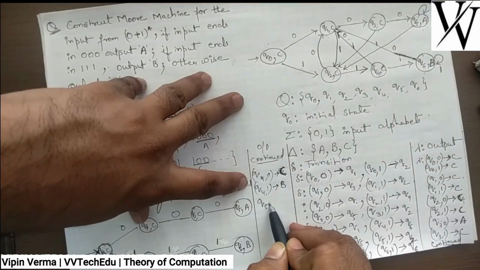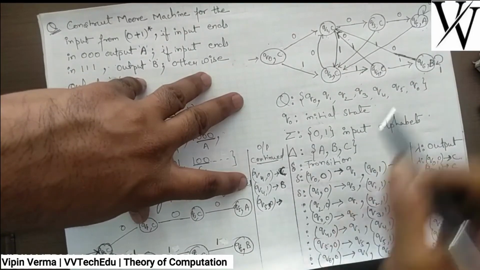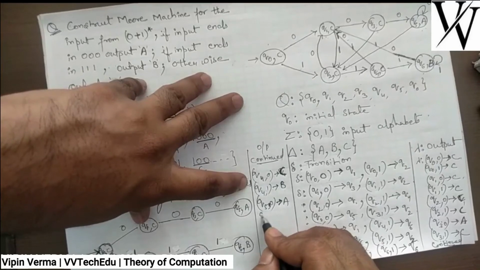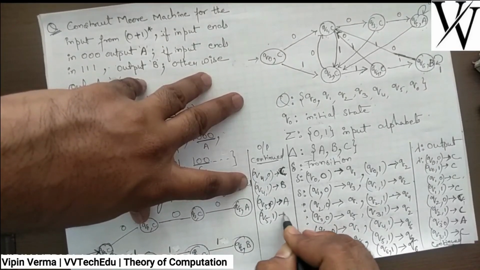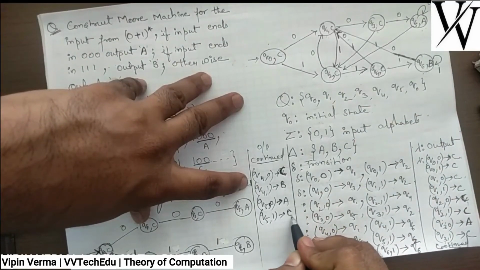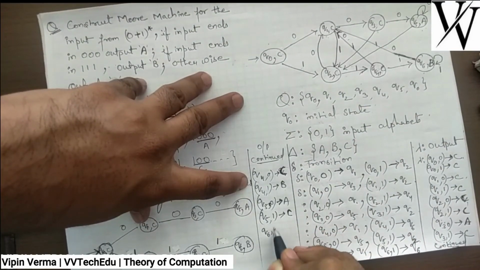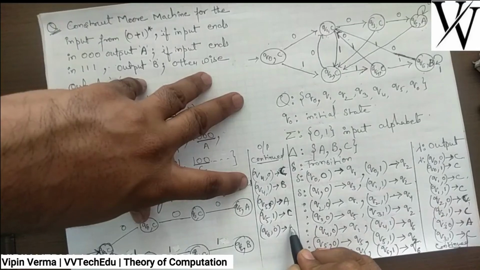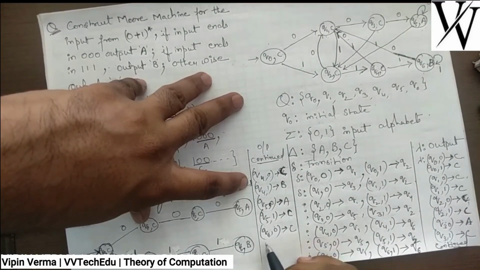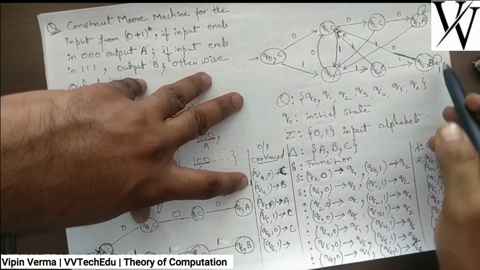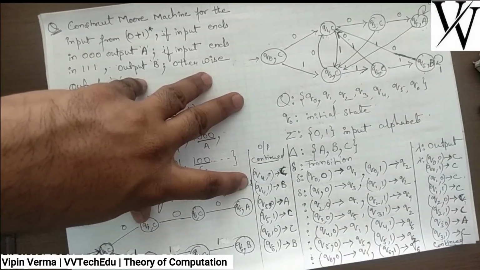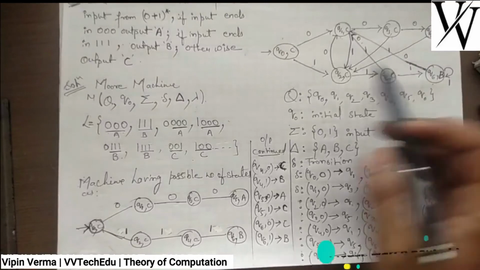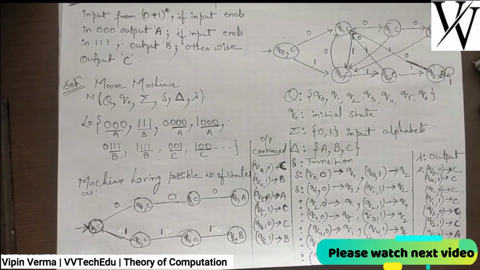Now at Q5 state for 0, we are at the same state, so we have the output as A, and at Q5 with 1 reaching the Q2 state, so the output is C. Now at Q6 state with 0, Q1 state, so the output will be C, and Q6 with 1 reaching the Q6 state, so it will be B. Okay, so you can see this is what we call the required Mealy machine for this problem. Yeah, that's all for now. Thank you.